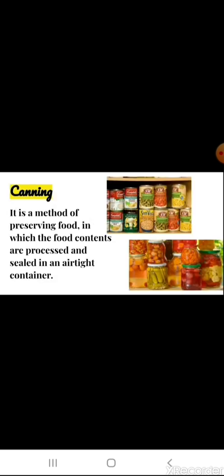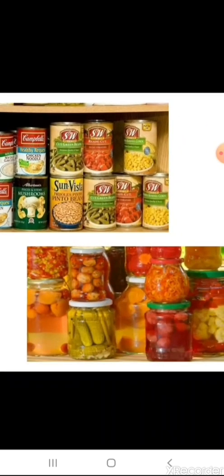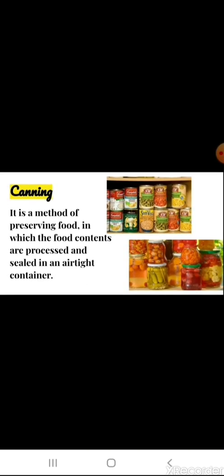Canning. It is a method of preserving food in which the food contents are processed and sealed in an airtight container. As you can see in the picture, the food is stored in the containers which are airtight, so that air cannot go inside and the food is protected.